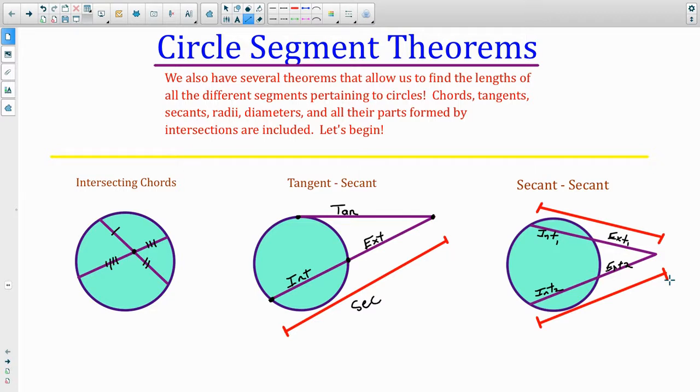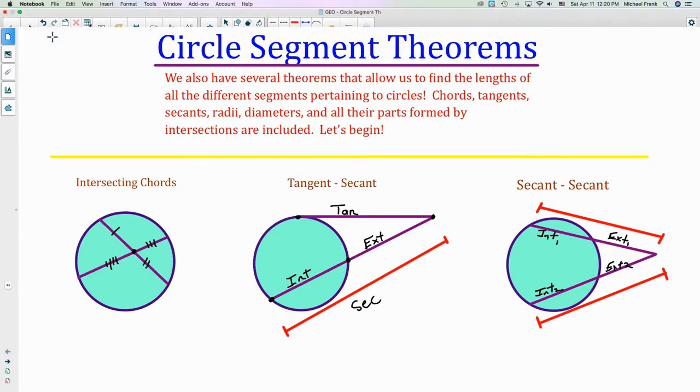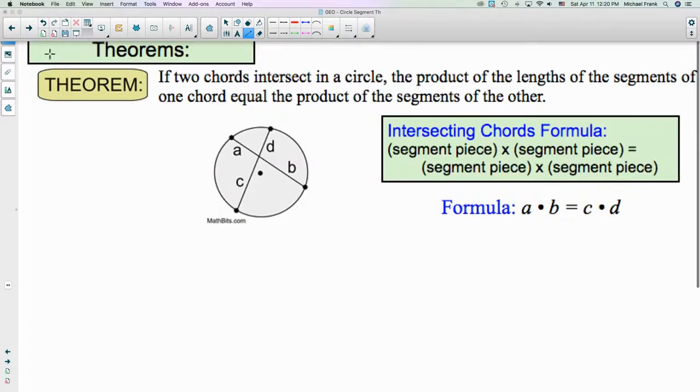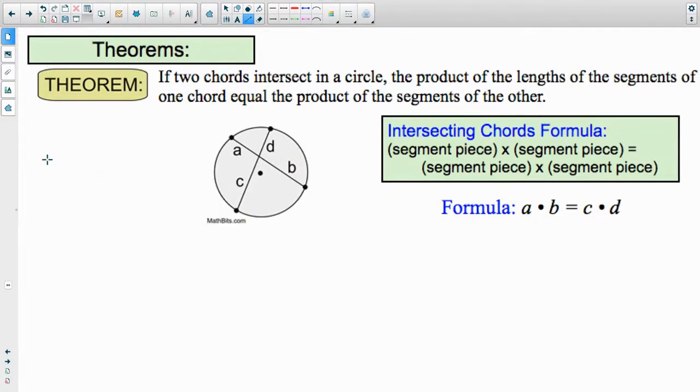So we're going to learn some theorems that are going to help us find some of these lengths. But we're going to begin this lesson with intersecting chords. So here's the first theorem. If two chords intersect in a circle, the product of the lengths of the segments of one chord equals the product of the segments of the other.